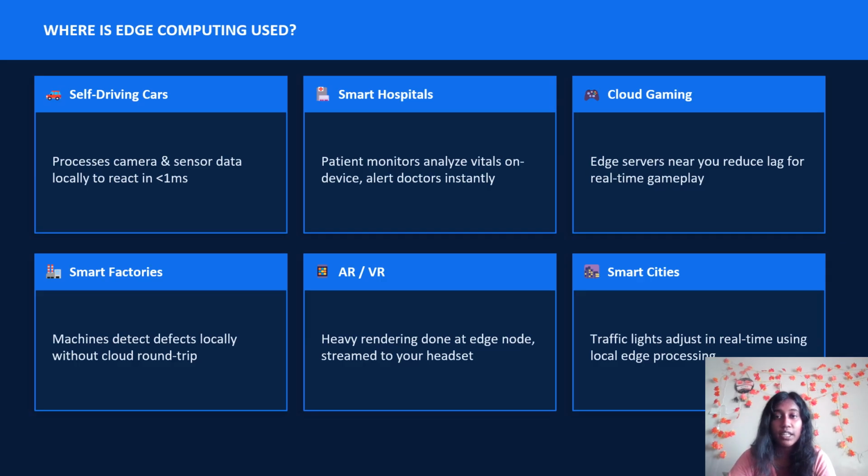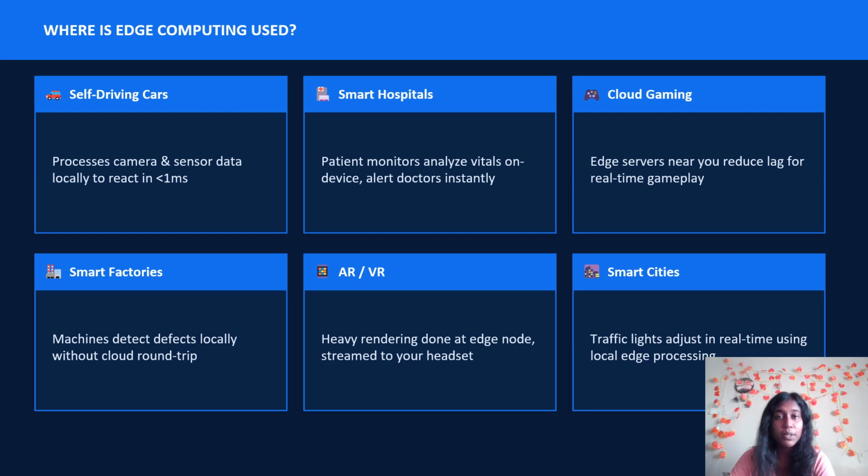So where exactly do we use edge computing right now? We use edge computing almost everywhere these days. Because edge computing is really important. Any system that really needs real-time decisions, low latency, or local processing is already using edge computing.